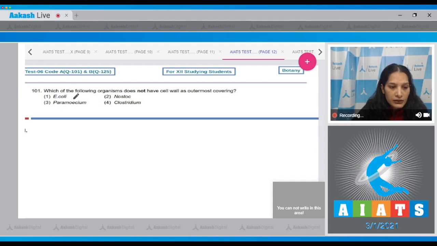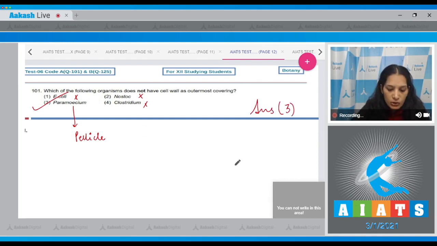Question number 101. Which of the following organisms does not have cell wall as outermost covering? E. coli, it has a cell wall. Nostoc, it has a cell wall. Clostridium, again it has cell wall. Paramecium does not have cell wall as the outermost covering, but it has pellicle. So the correct option for the given question is option number 3.